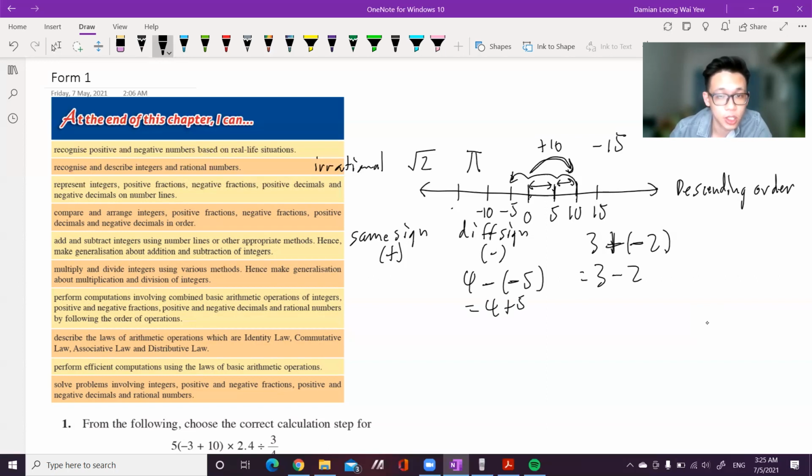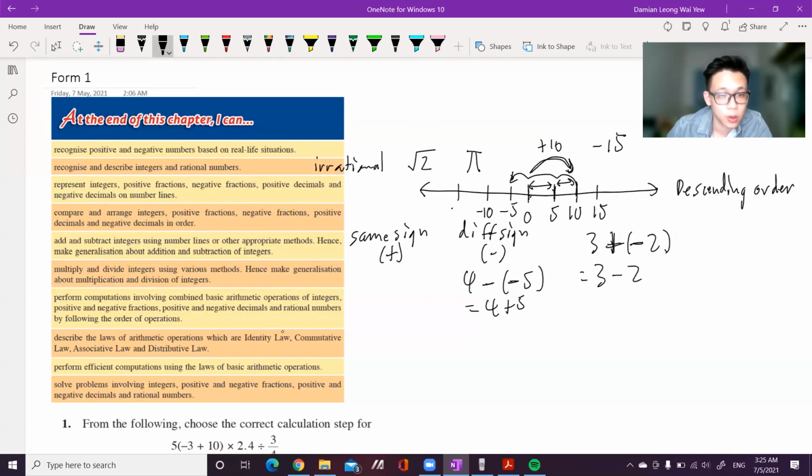Multiplying and dividing integers, also the same way. When it's negative times negative, it will become a positive. Negative and negative become positive because same sign. If I have one positive, one negative, it will be different signs, so the answer will be negative. So we need to know how to combine all that and calculate, whether it's in integers, fractions, or decimals.